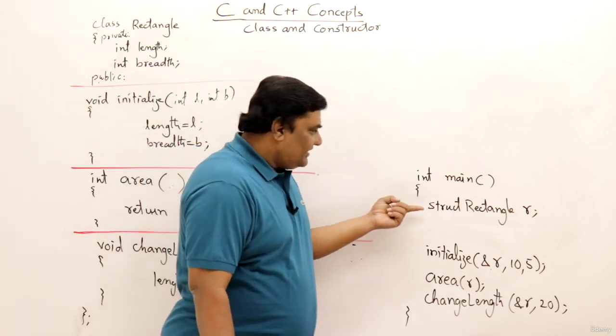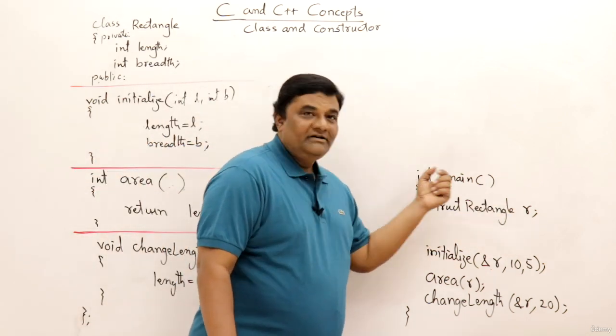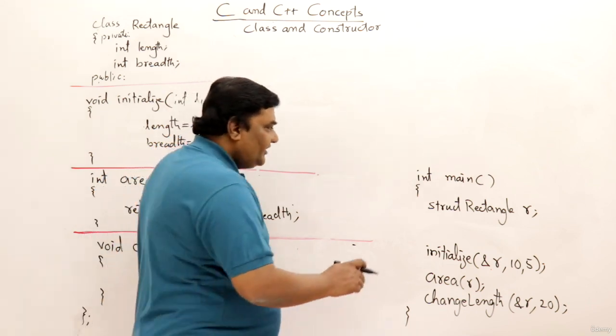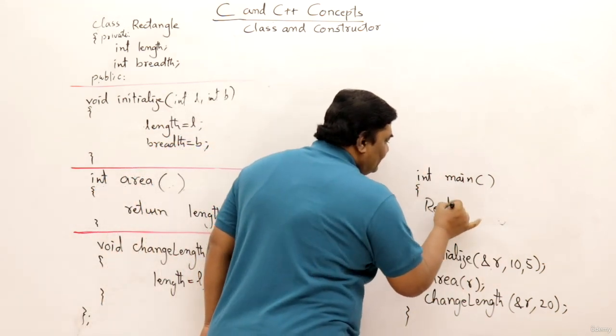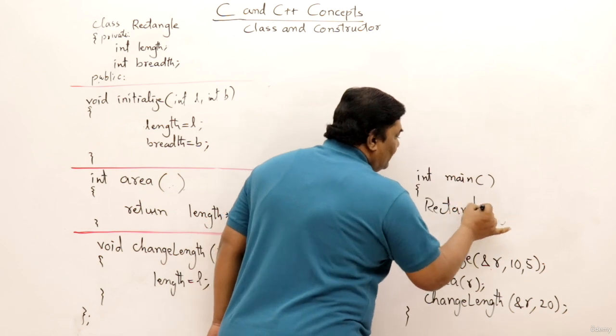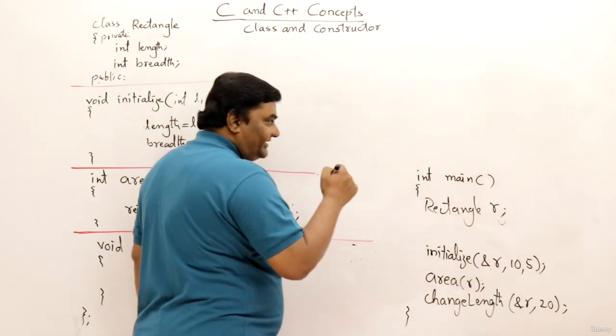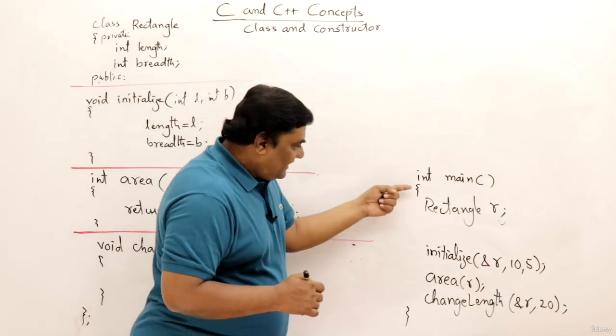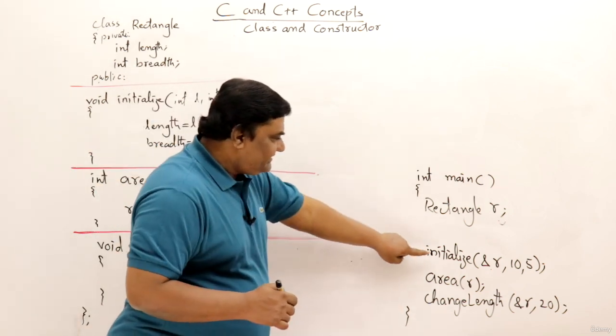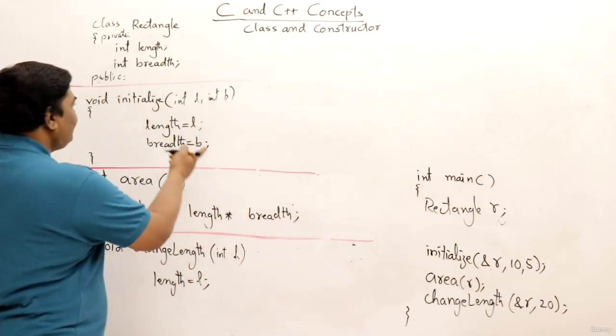Inside the main function, I have created a variable of type rectangle structure. So now I will change it and I will simply say rectangle R. Now we call this an object. Instead of a variable, we call it an object. Then how to call these functions? These functions are present inside the rectangle only.